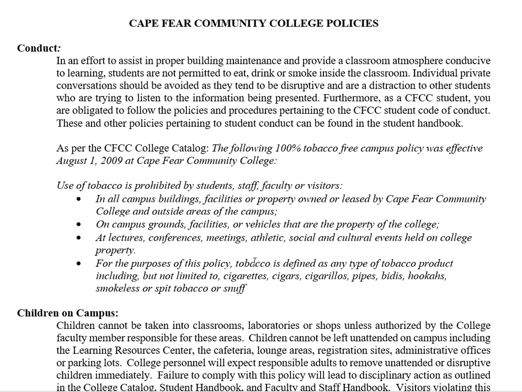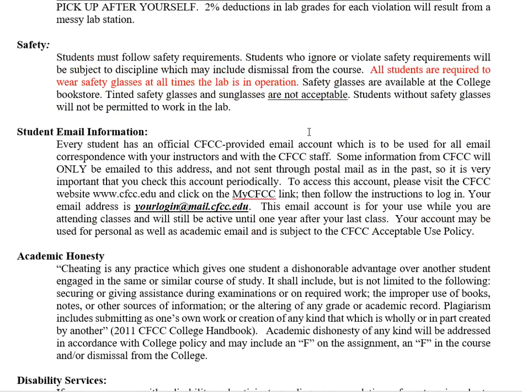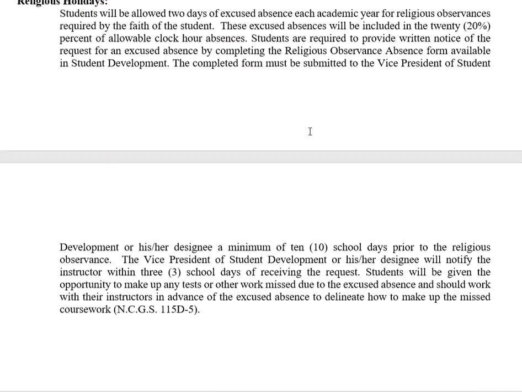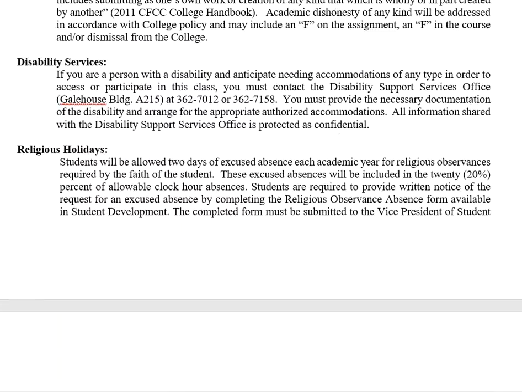So these are things like don't be smoking in the rooms or the labs. Don't be bringing your kids to the campus and letting them run free just wherever they want to go. Everything like that is addressed in these common college policies that everyone should be following across the board. All right. So I'll let you look at that and read that on your own time.